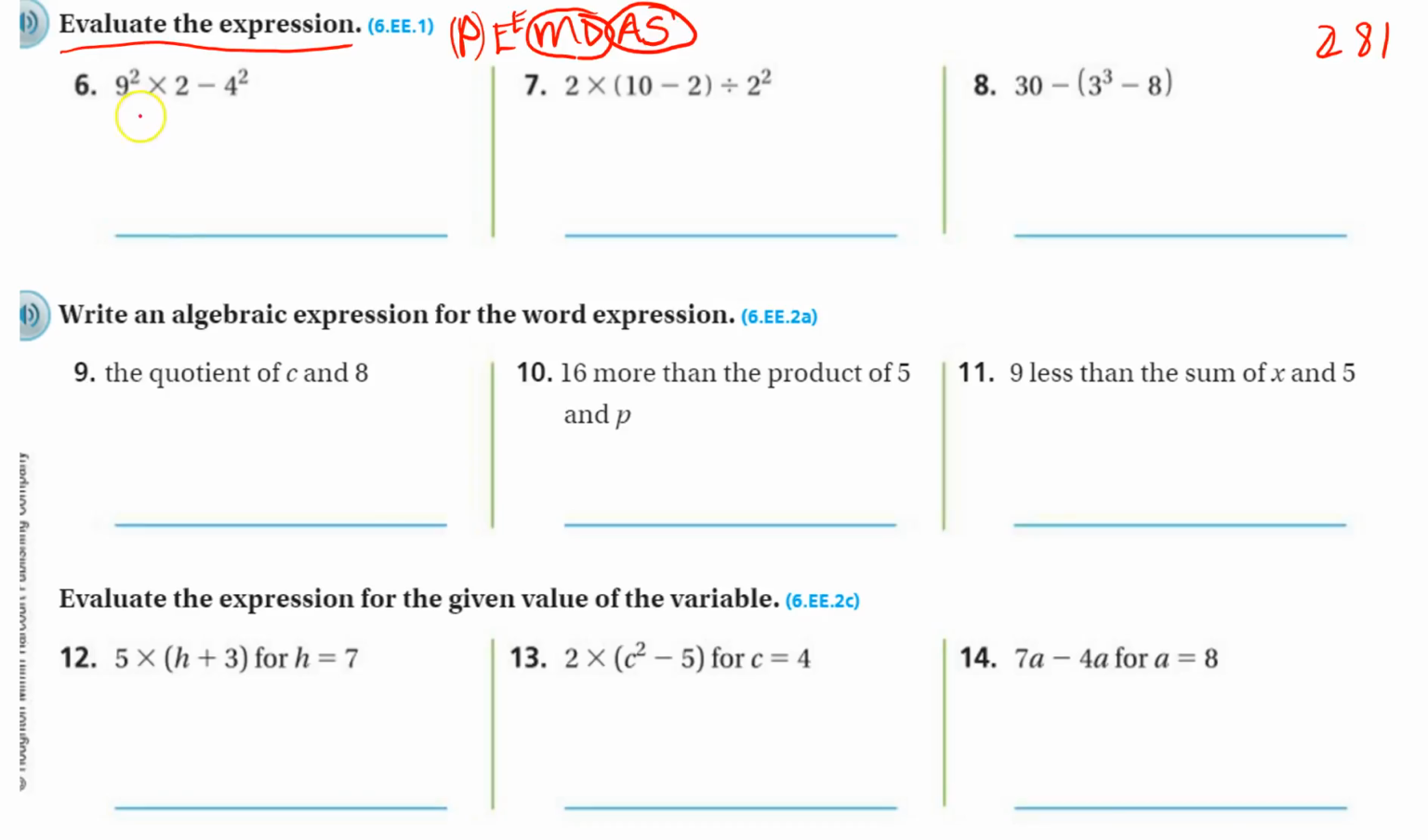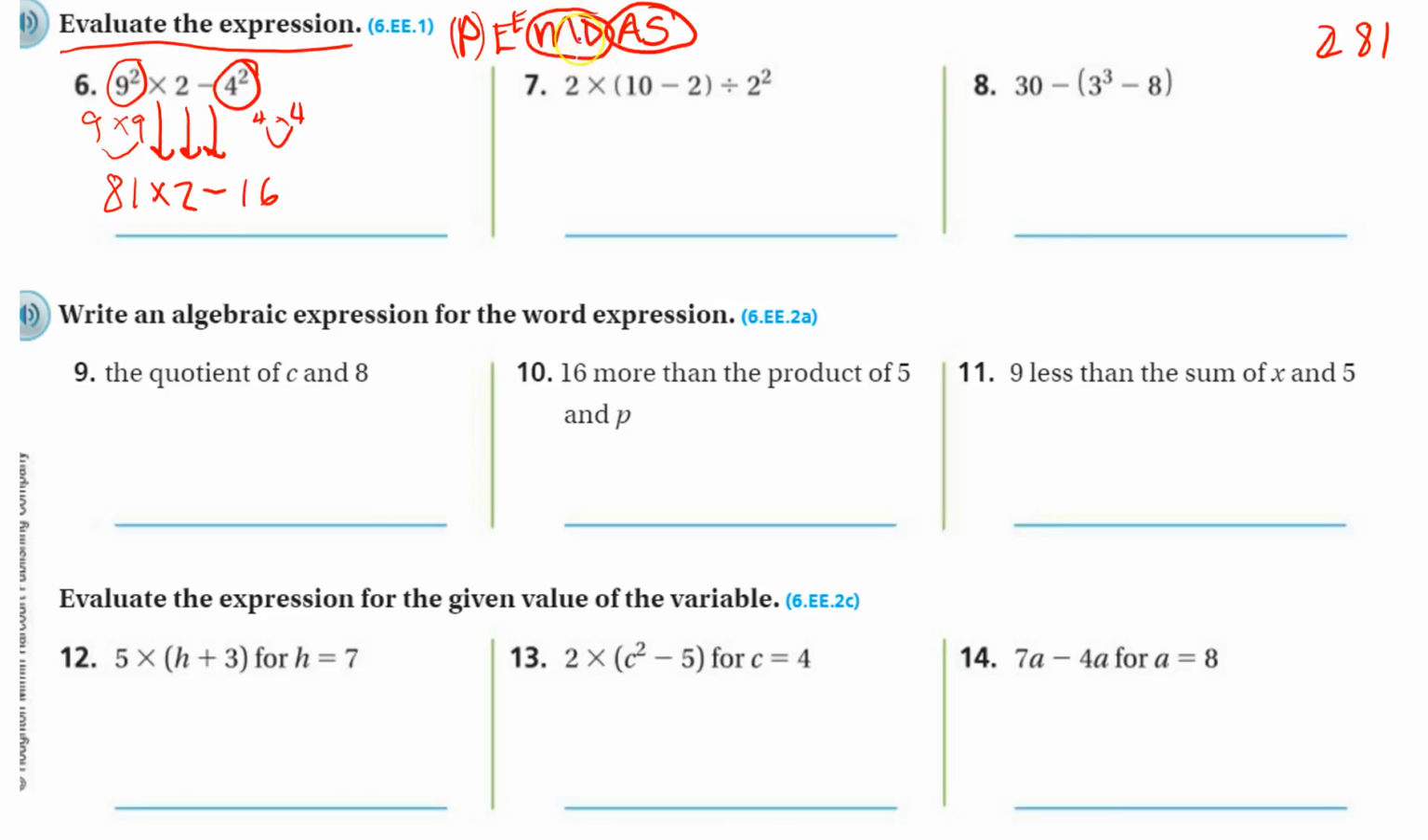Okay, so here, no parentheses, but I do have exponents here and here, so I focus in on just those, okay? And then once I'm down to exponents, I start at the left and work my way right. So 9 squared just means 9 times 9, and that is 81. This multiplication sign stays, this 2 stays, this minus sign stays. And then 4 squared means 4 times 4, and that equals 16. So now I'm left with 81 times 2 minus 16.